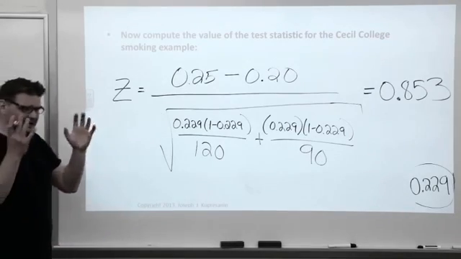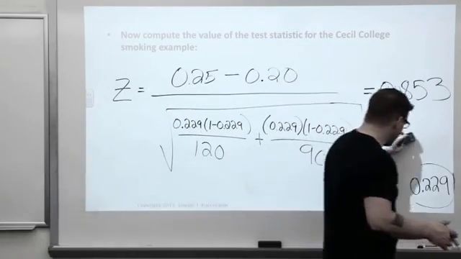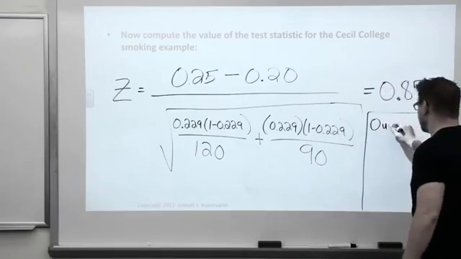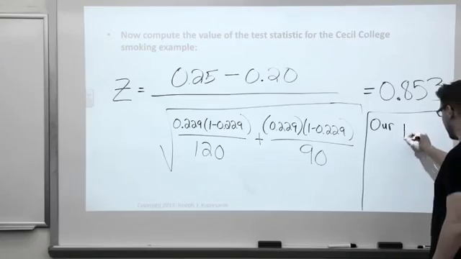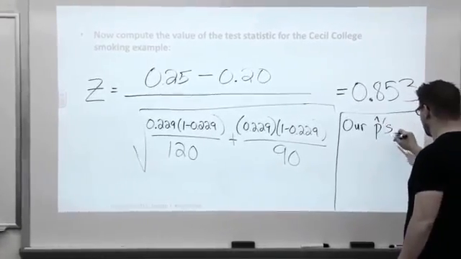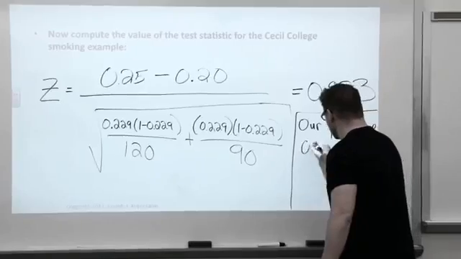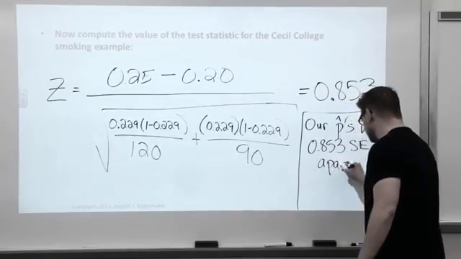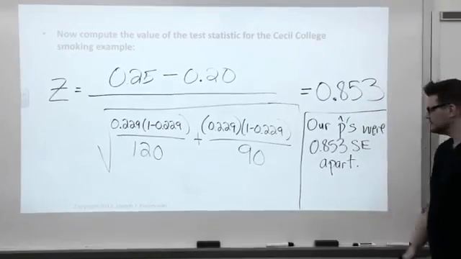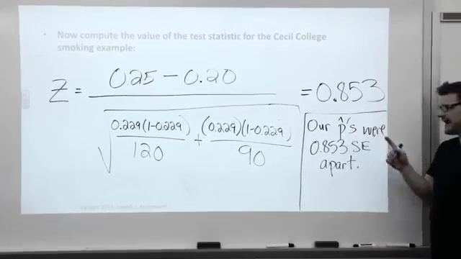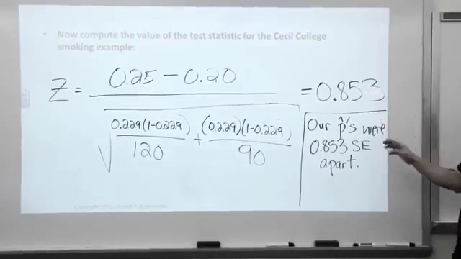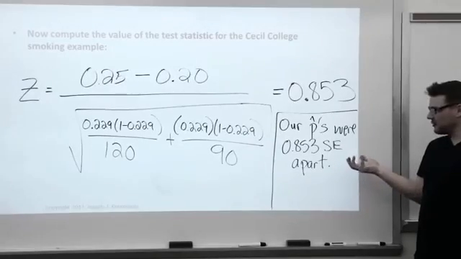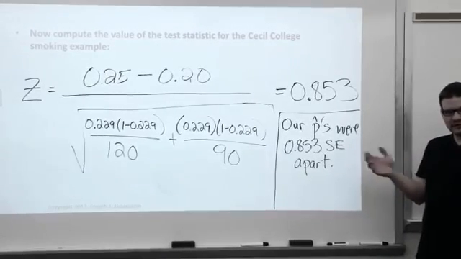Interpret that number correctly. I'm going to do it on the bottom corner here of this video. What on earth does that mean? It means this. It's simple. Don't make it complicated. Our p-hats were 0.853 standard errors apart. Case closed. Our two p-hats, the one for females was 25%. The one for males was 20%. They were less than one standard error apart. Is that unusual? Not at all.